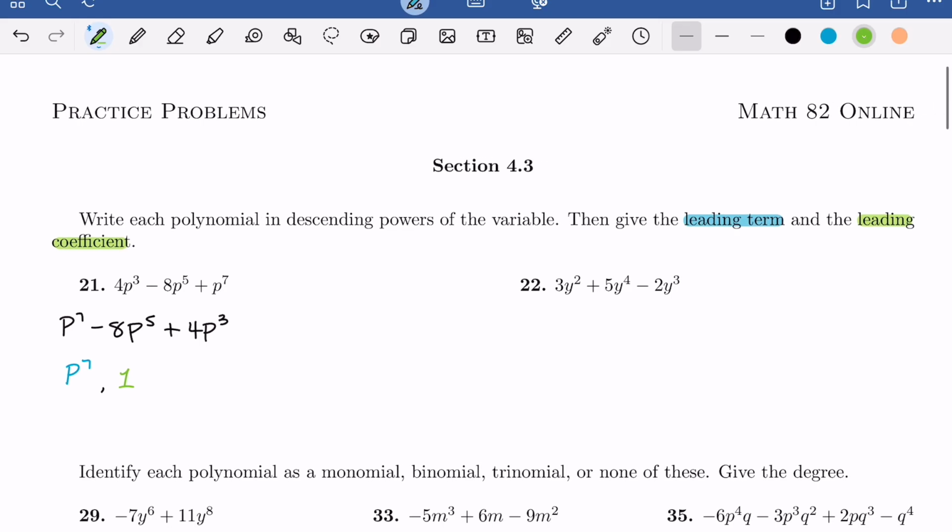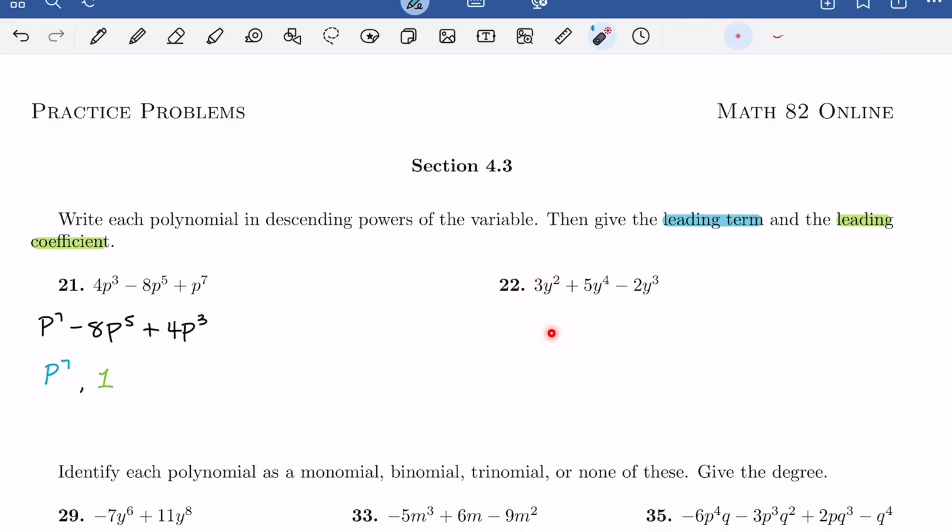All right, let's do the same thing for question 22 here. We again want to write this in descending powers of the variable. So the term with the highest power of this variable y is going to be 5y to the 4th power. So we're going to have 5y to the 4th power as our first term. Now our second term then is going to be the next highest power. That's going to be minus 2y cubed. And our last one is going to be 3y squared.